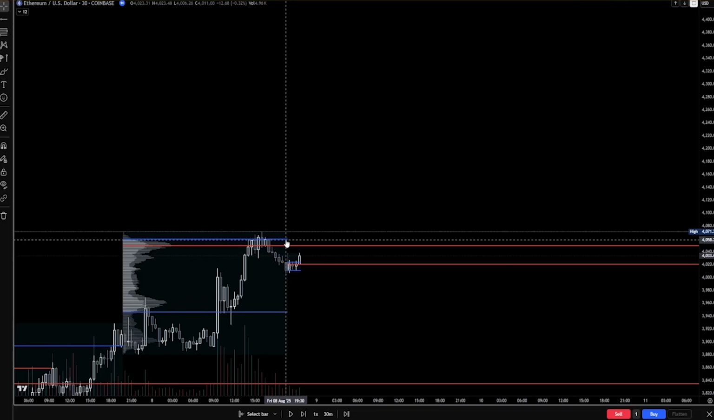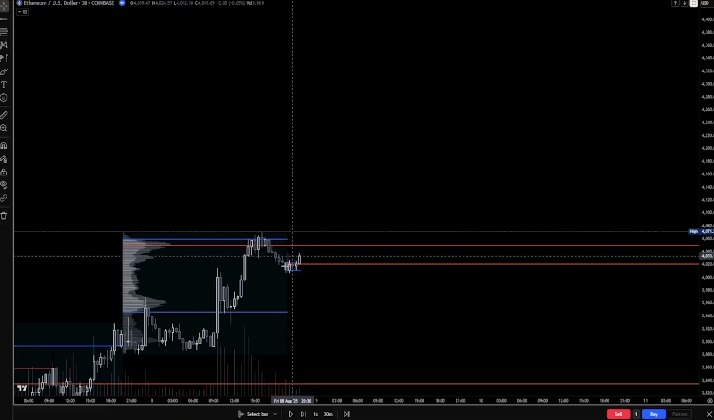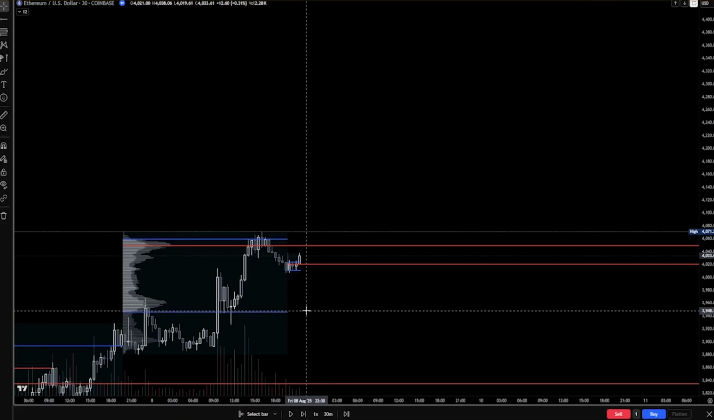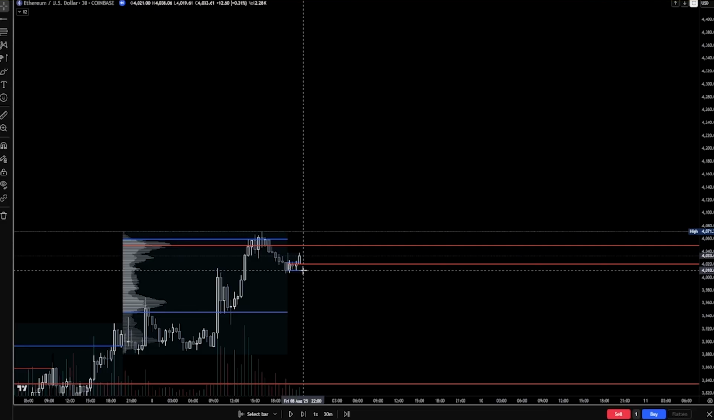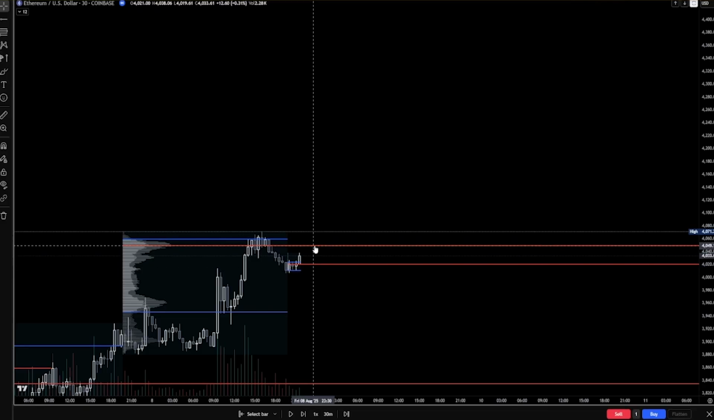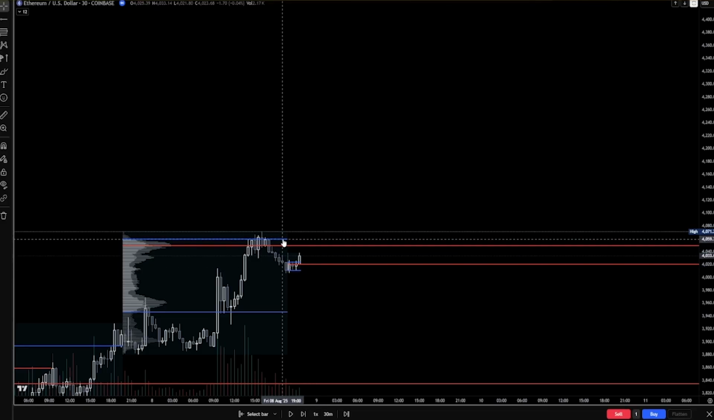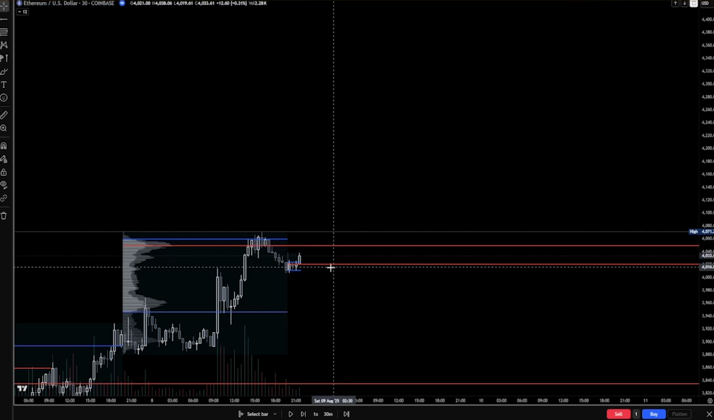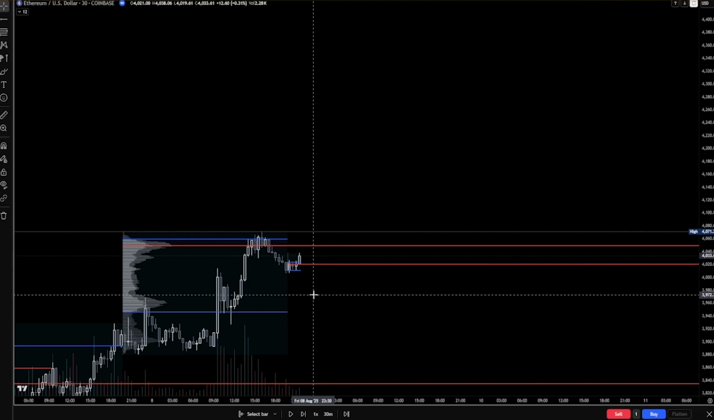Previous day value area high, previous day value area low. Okay, these are the reference points. We haven't established any price action in the day yet. And previous day point of control, and that was pretty high up in the value area. So that's kind of a clue of where the market was heading.